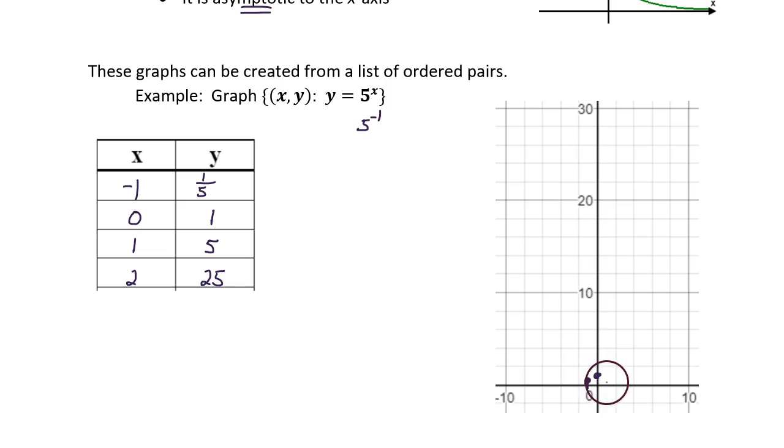Now, 1, 5. So over to 1 and then up to 5. That's right there. And then 2, 25. So over to 2 and then up to 25. That's right there, because halfway between 20 and 30 is where 25 is. With those dots, we can draw our graph. It's asymptotal to the x-axis, so right alongside the x-axis, and then curve it up through those dots. And put an arrowhead to show it continues forever.